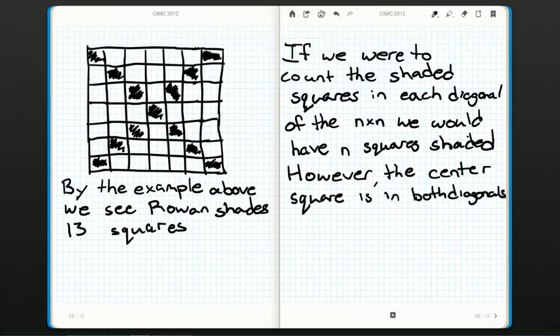So the center square is in both diagonals. So in fact, we shade n plus n. First n coming from one diagonal, the second n shaded squares coming from the next diagonal, minus 1 for that common square that we've counted twice. So in total, we get 2n minus 1.